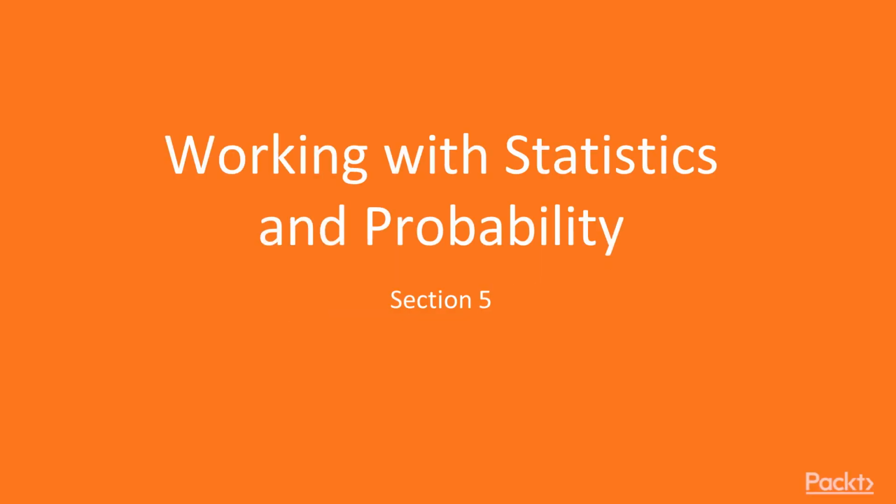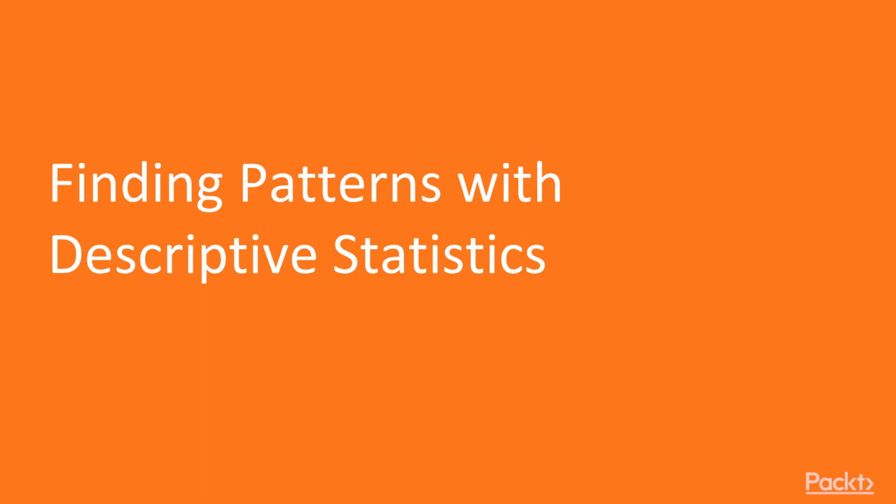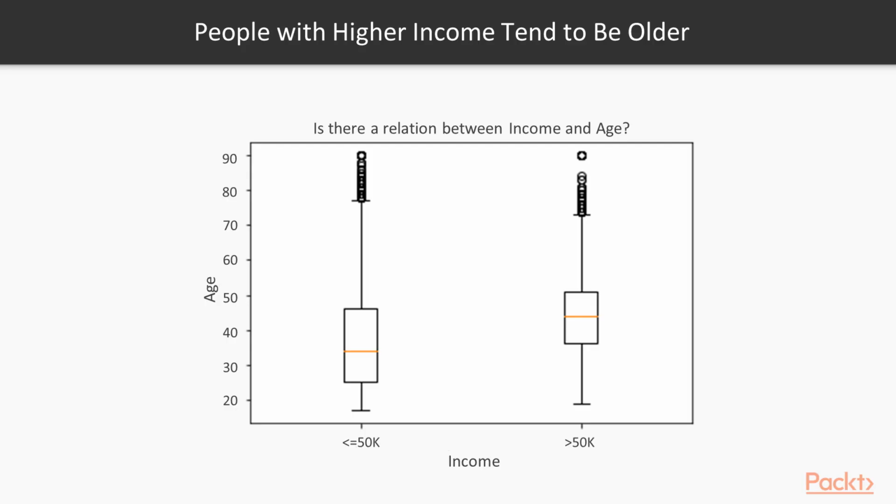In this section, we shall work with statistics and probability. In this video, let's begin by finding patterns with descriptive statistics. Let's take an example from the previous sections. We discovered that people with higher income tend to be older. This information can have several ends.